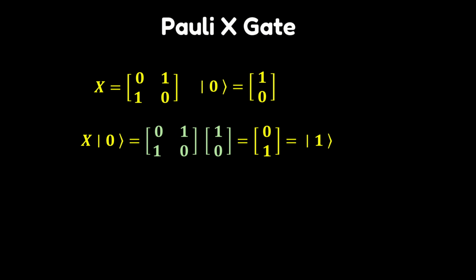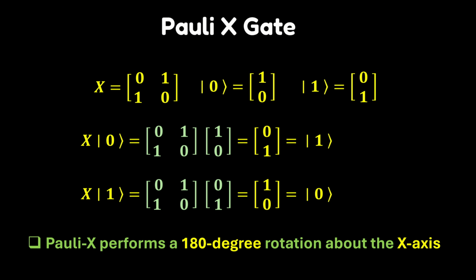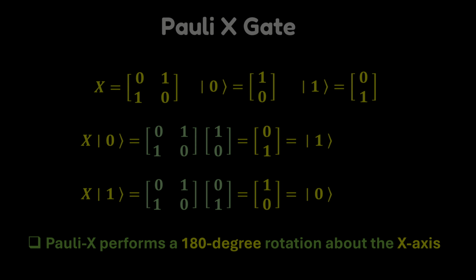Now apply the Pauli X gate to state 1. After the matrix multiplication, we get the resultant vector [1, 0], which is the vector representation of the state 0. So the Pauli X gate flips the state 1 to state 0. Remember that on the Bloch sphere, state 0 is at the north pole and state 1 is at the south pole. So the Pauli X gate performs a 180-degree rotation about the x-axis.